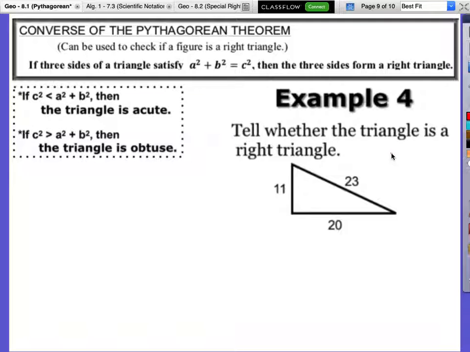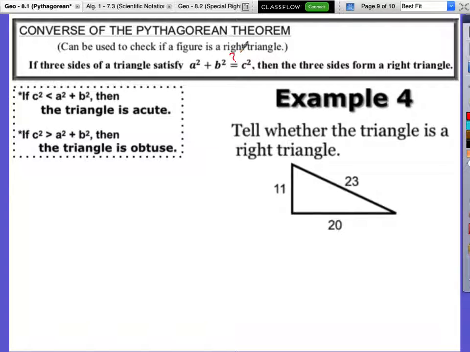So this can be used to check if it's a right triangle, or we can figure out if it's obtuse or acute as well. So we're saying if we see 3 sides of a triangle, and we don't know it's a right triangle, we can check to see if a squared plus b squared equals c squared. If it does, then the 3 sides will form a right triangle. So we can check, does it equal it? And I'll talk about these 2 things here in a second.